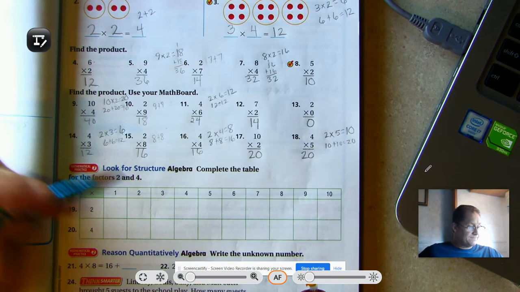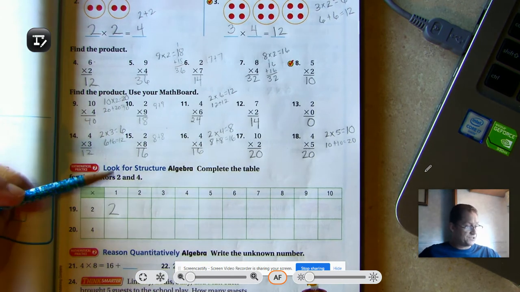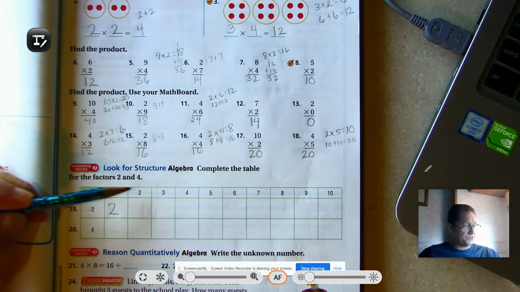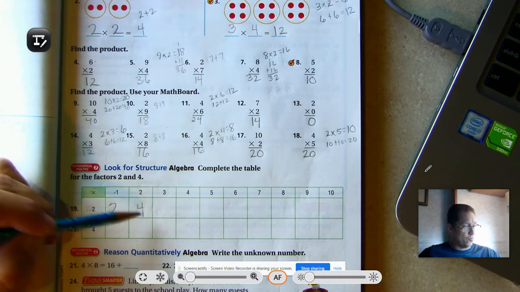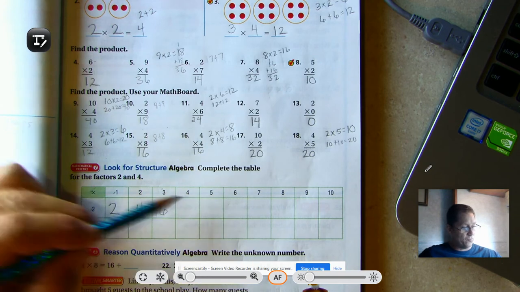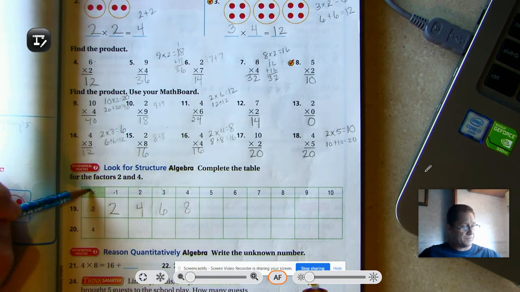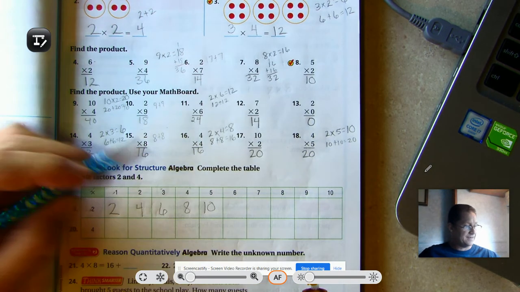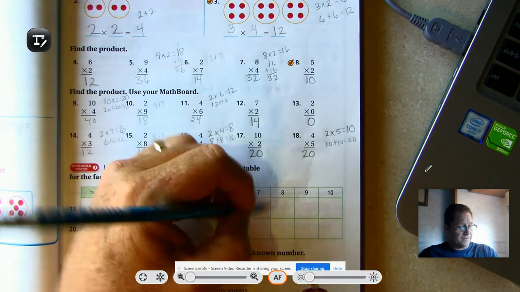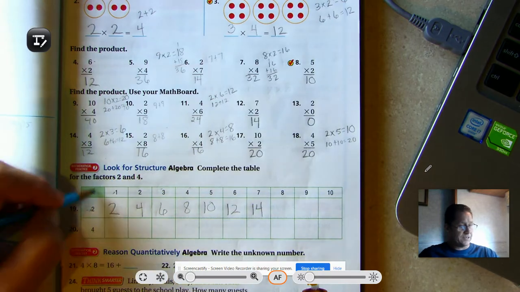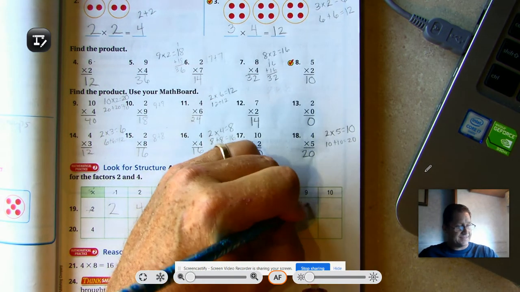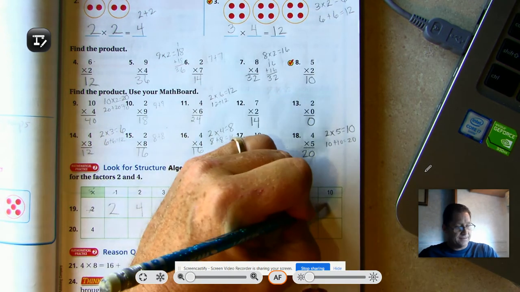2 sets of 1. So this is read as 2 times 1 is 2. 2 times 2 is 4. 2 times 3 is 6. 2 times 4 is 8. 2 times 5 is 10. 2 times 6 is 12. 2 times 7, 14. 2 times 8, 16. 2 times 9, 18. 2 times 10, 20.